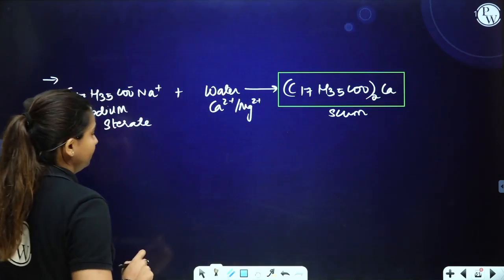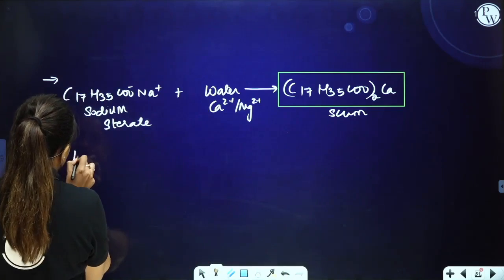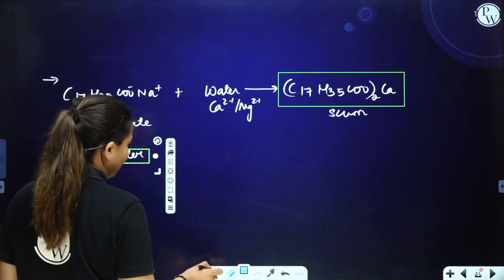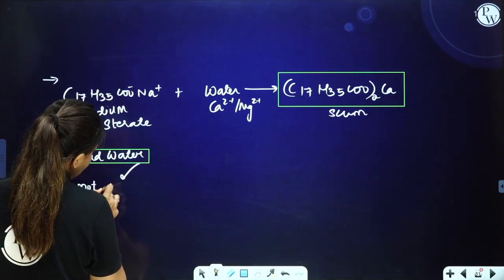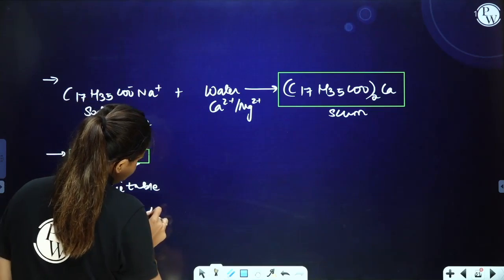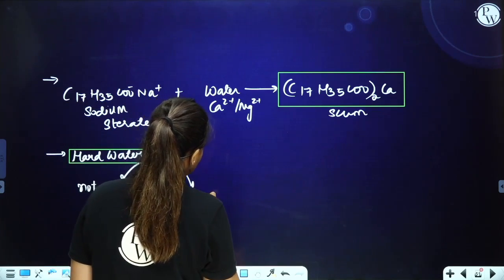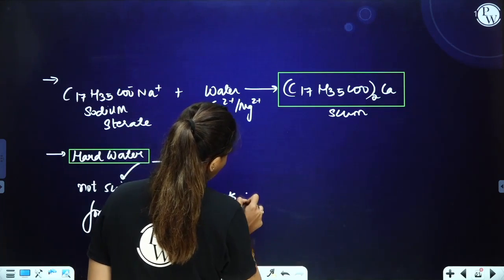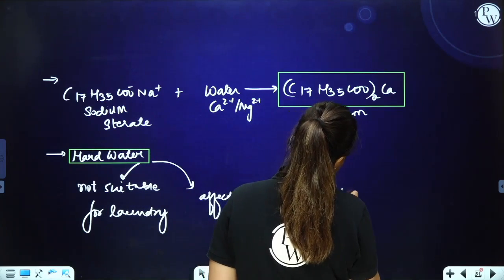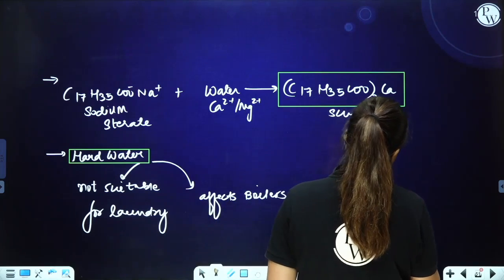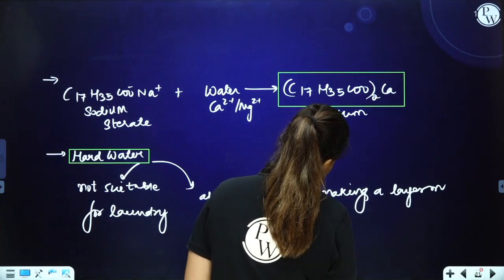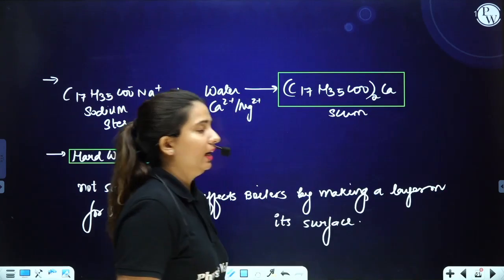Okay, now this has come hard water. We should write over here that this hard water is not suitable for laundry purpose, and it affects boilers by making a layer on its surface.